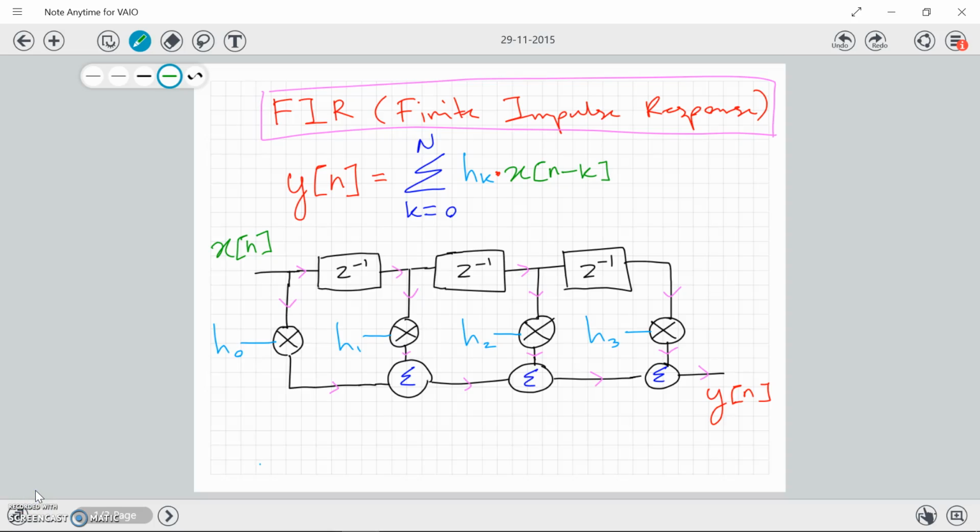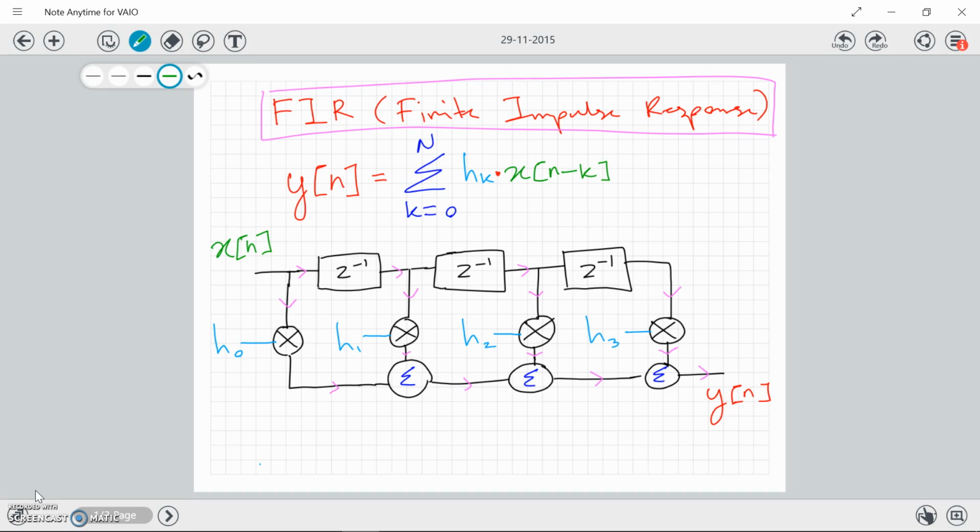Hi guys, in this video I'm going to give you a brief introduction about FIR, also known as finite impulse response. The FIR filter is quite famous in digital signal processing as a digital filter. This is mainly because FIR can be implemented easily in hardware. FIR has a finite duration, and it's quite stable compared to IIR, infinite impulse response.